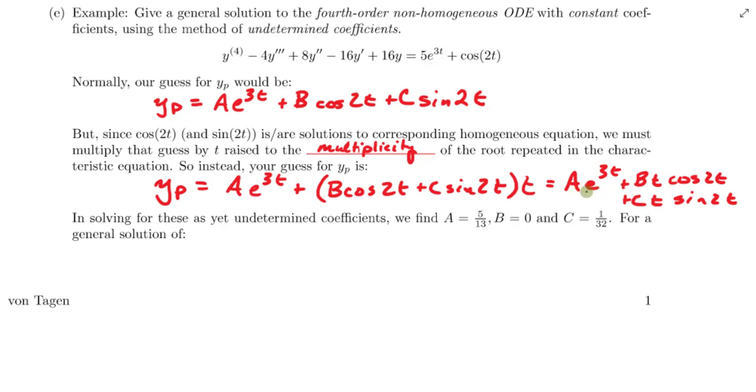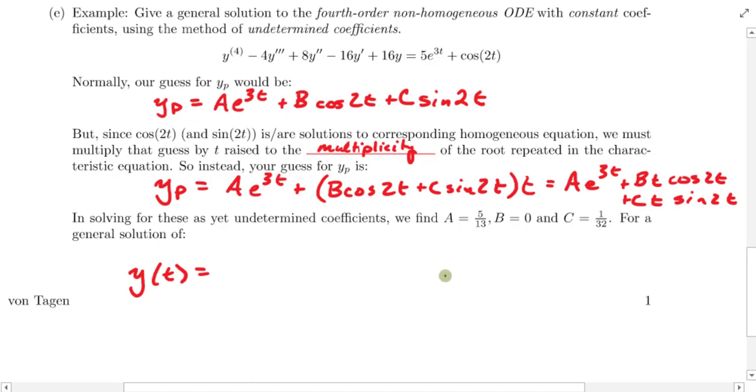You would take successive derivatives of your particular solution, actually you'd have to take four in this case, plug those four derivatives into the ODE, then make that argument of equating like terms together. And if you did so, which I asked a computer to do, we would get A is equal to 5/13, B is equal to 0, and C is equal to 1 over 32. And so that gives us a general solution of y sub t.